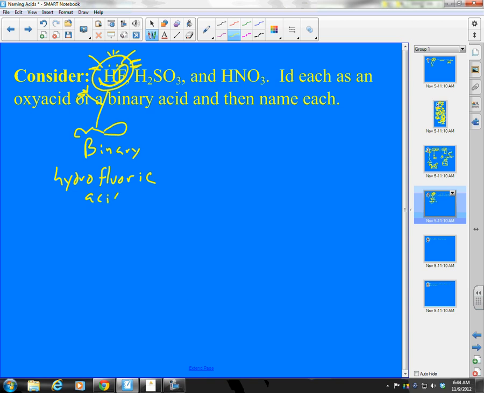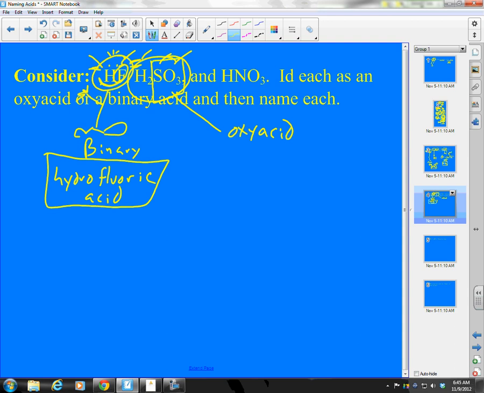Hydrofluoric acid. There we go. Cool. Now, H2SO3. Well, I have 3 elements, so that would mean that this must be an oxy acid. That means, first of all, no hydro. So I want to focus on my oxy anion.